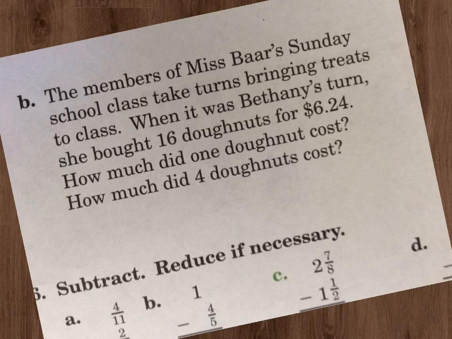Okay, let's look at story problem B. The members of Miss Barr's Sunday school class take turns bringing treats to class. When it was Bethany's turn, she brought 16 donuts for $6.24. How much did one donut cost? How much did 4 donuts cost? So we know that 16 of them were $6.24. To figure out how much one would be, let's take our $6.24 and divide that by 16.